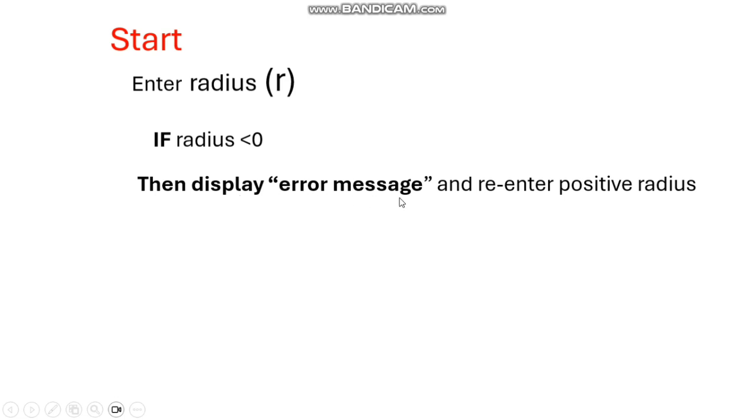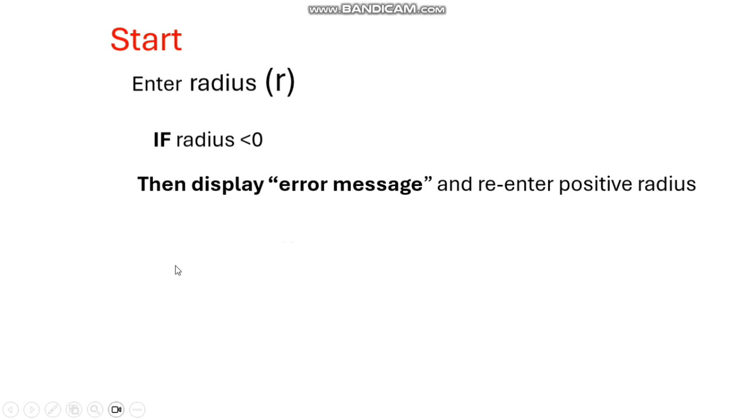Since we are finding the area of the circle, we are going to say start. Then from there, we are going to enter the radius of the circle. Then we say if the radius is less than 0, we need to display the error message, because the radius of the circle cannot be less than 0. So we display the error message and re-enter a positive radius.